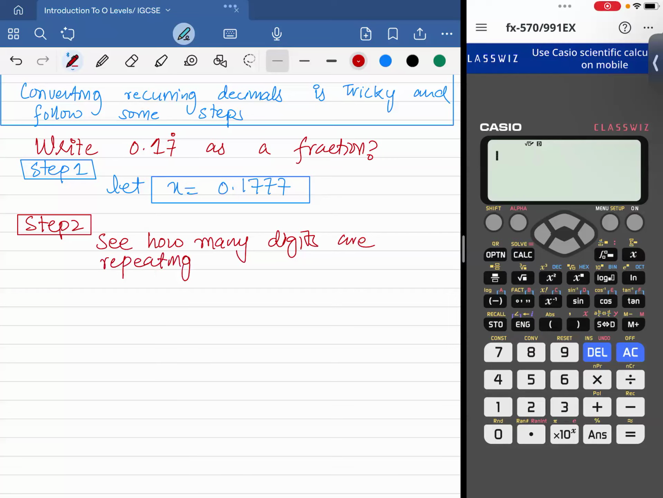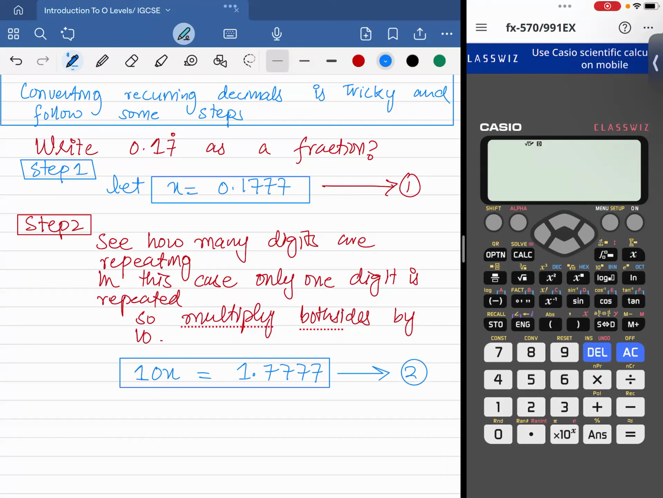I came a little late in class. Okay, so Afreen, please pay attention. The examiner is saying write 0.17 as a fraction. 0.17 with a dot means you can see a dot on 7. It means that this 7 is repeating. Any problem? No. I wrote 3 sevens intentionally, so that the idea is clear that the 7 is repeating, okay?